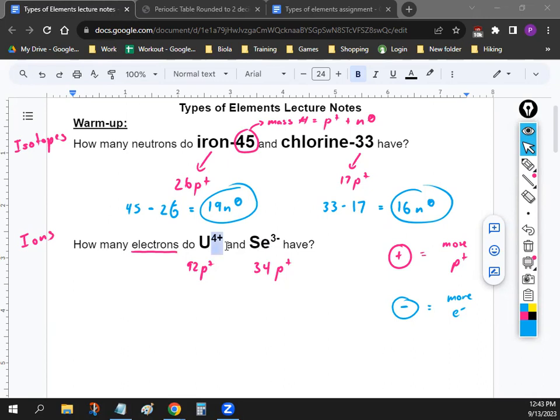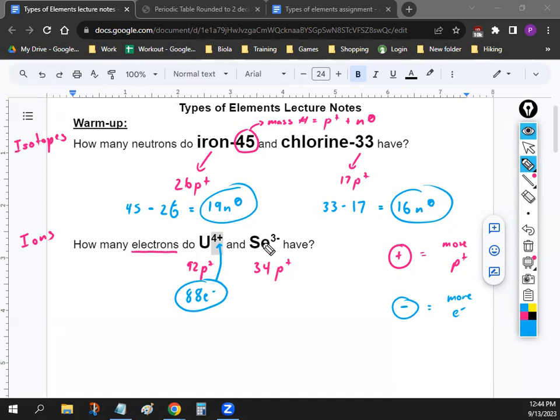Okay. All right, so if we take a look at U4 plus, it's 92 protons and it's positive 4. Okay, so like we said, positive means more protons. And how many more? We have 4 more protons than electrons. So the number for electrons should be smaller than the protons. So it's 4 less, so just do minus 4, and you should get 88 electrons for this one. And again, it's because it's positive 4, so electrons has to be smaller than 92. And so easy way for you to check.